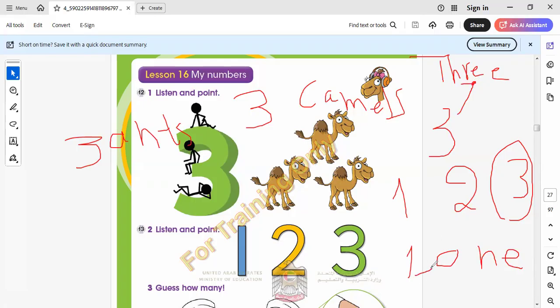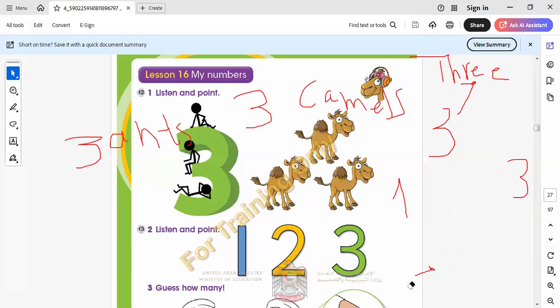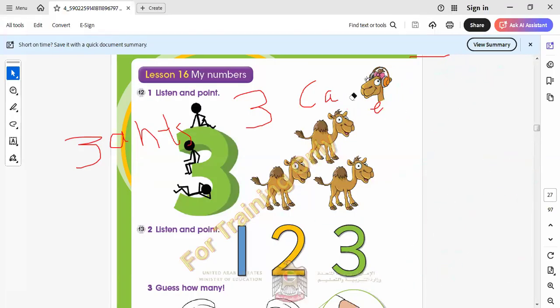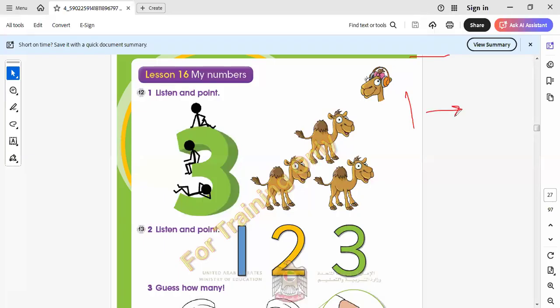I will omit the rest of these numbers to be clear. Here I will write 1 in letters and 1 in number. This is 1 in number, written like this. In letters I write 1 as it is. Here is 2 written like this in number and written in letters like this. 3 is written like this in number and written like this in letters.